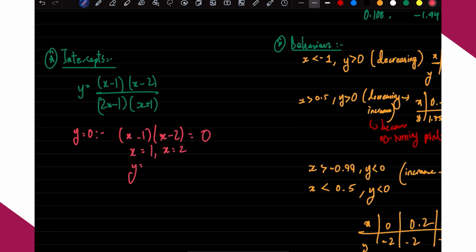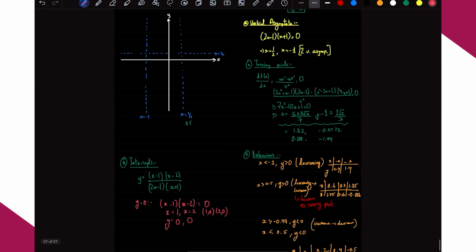And we want to find the corresponding y values. So when x is 1, y is 0, and this is also 0. So basically (1, 0) and (2, 0). So those are the two values that we want to find out. Notice that this is one of the intercepts near this right here. So if this was the case, we have got two x-intercepts.